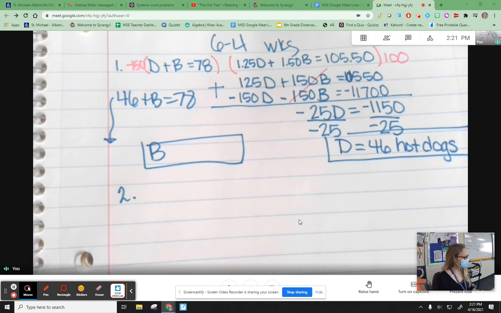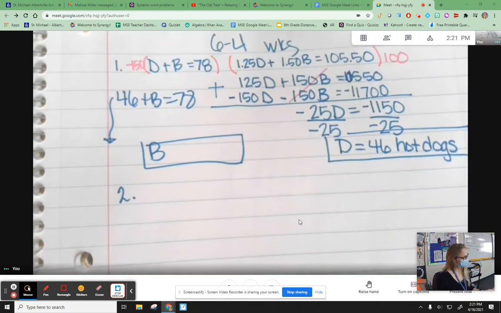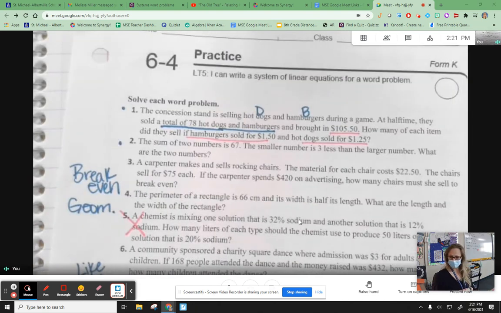Number 2, I wanted to just look at with you because we've done problems like this, but it looks a little bit different. Yeah, Jean. For number 2, do we need to have an equation? Yes, there'll be 2 equations for number 2. And I feel like the language of it is what's throwing people off when they see it.